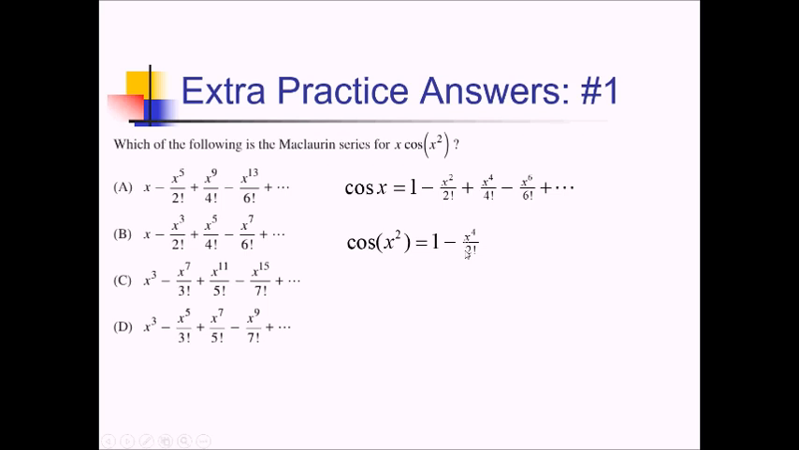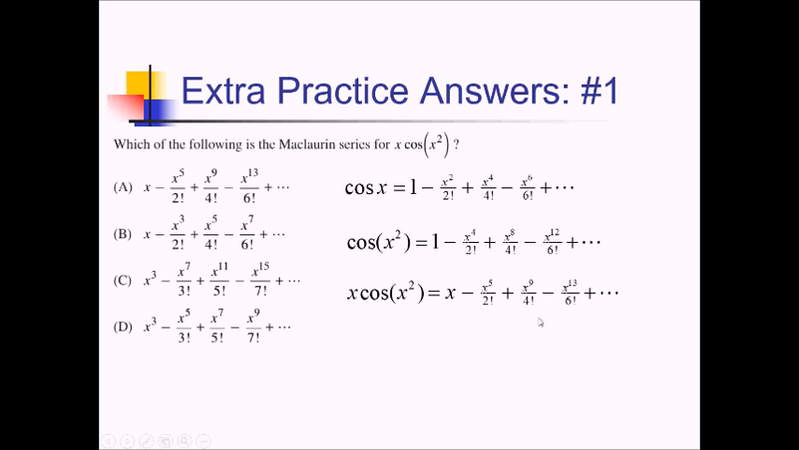And we still have that 2 factorial down there. Next, we have x squared to the 4th, so that's x to the 8th over 4 factorial being added there. Minus x squared to the 6th is going to be x to the 12th over 6 factorial. All we have to do now is multiply that by x to get x cosine of x squared. So distributing the x to everywhere, we're going to have an x in the beginning now, minus x to the 5th over 2 factorial. Plus x to the 9th over 4 factorial, minus finally x to the 13th over 6 factorial.